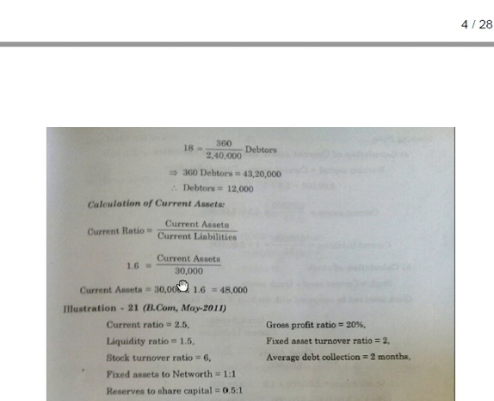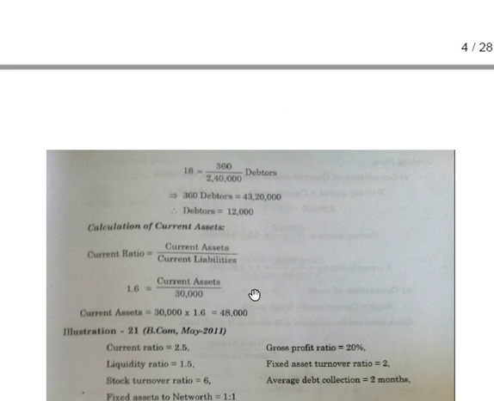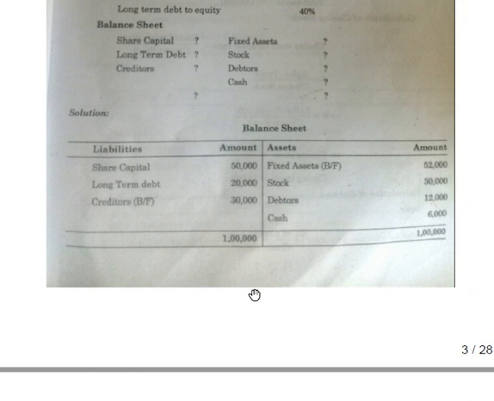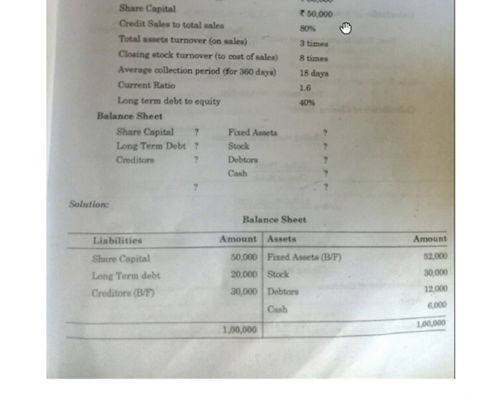Now calculation of current assets. Current ratio is equal to current assets divided by current liabilities. 1.6 is equal to current assets divided by 30,000, which is your current liability. Cross multiply, and current assets we get as 48,000. Now if you go back to your balance sheet, share capital is 50,000, which they have given in the question itself. Long term debts is equal to 20,000. How did you get this 20,000? Long term debt, they have told in the question, is 40% of equity. Equity we have 50,000, and 40% of 50,000 is 20,000.